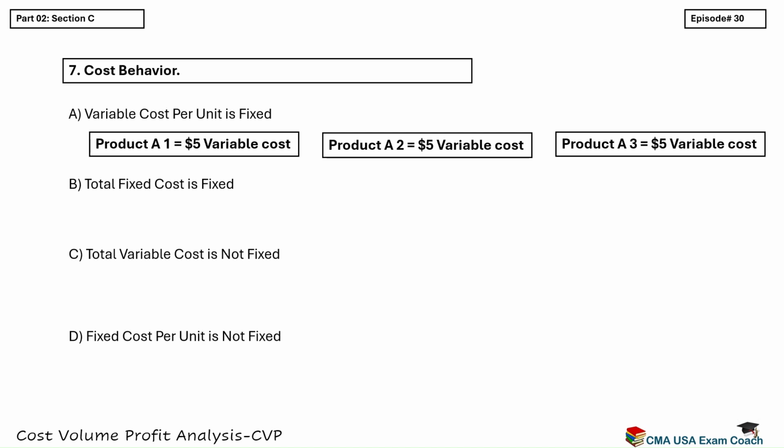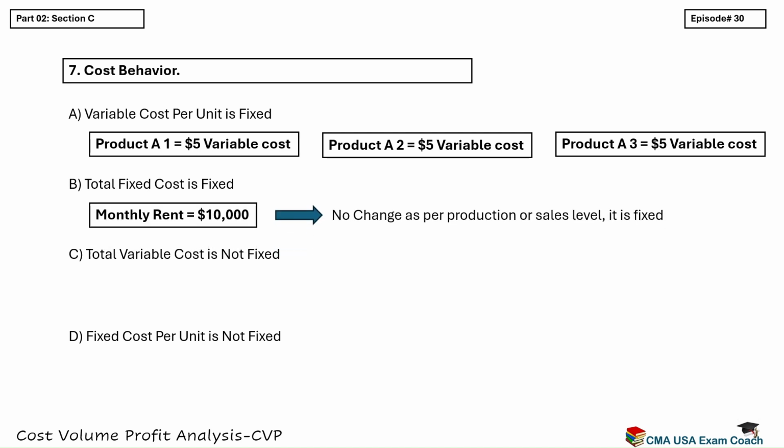Second, total fixed cost is fixed. This assumption says that the total amount of fixed costs remains unchanged over the relevant range of production. For example, if the monthly rent for a factory is $10,000, it will remain $10,000 whether the company produces 1,000 units or 10,000 units. So, in CVP analysis, total fixed cost is treated as constant for the given level of activity. Third, variable cost is not fixed.